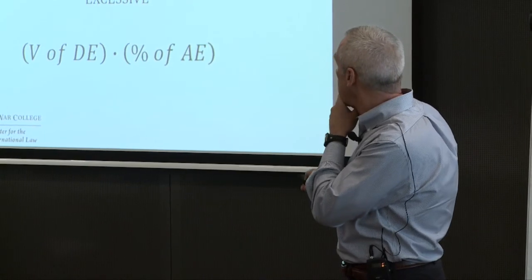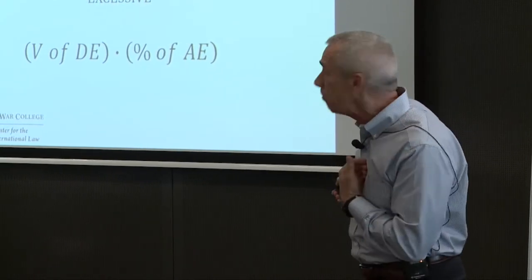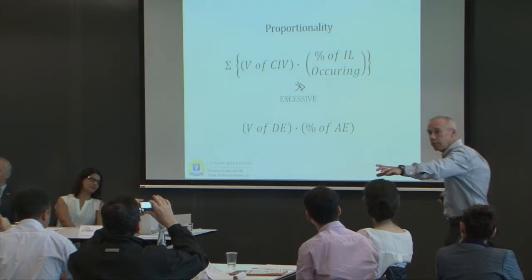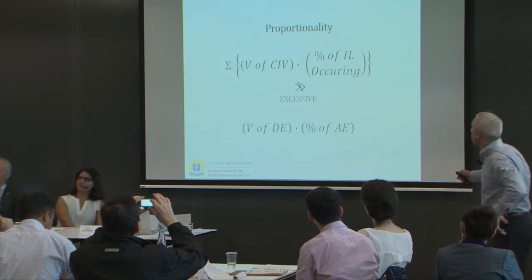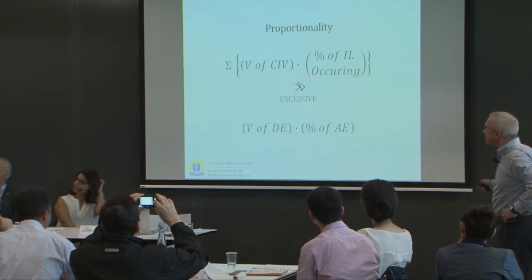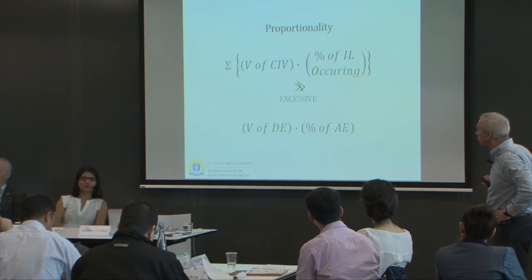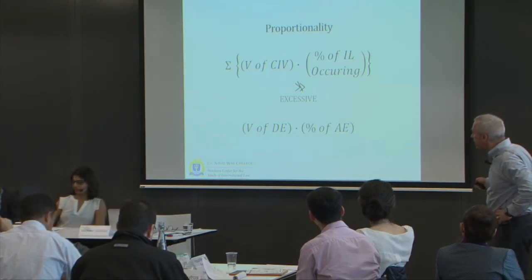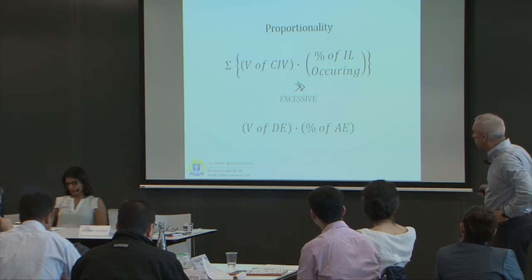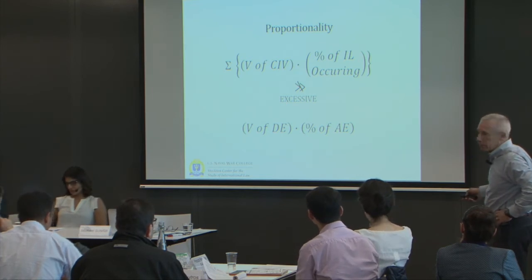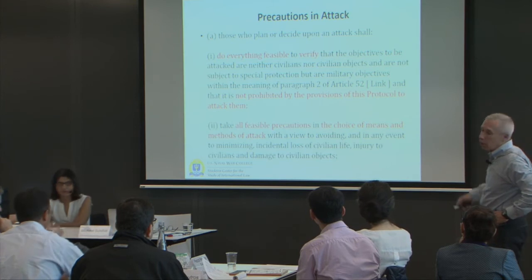So this I don't need to explain, because this is simple. It looks complex, and you should take pictures. I encourage this. It looks complex, but it isn't. It simply says, is the incidental injury, this is our formula for incidental injury, excessive relative to the military advantage? And then my last one, precautions in attack.